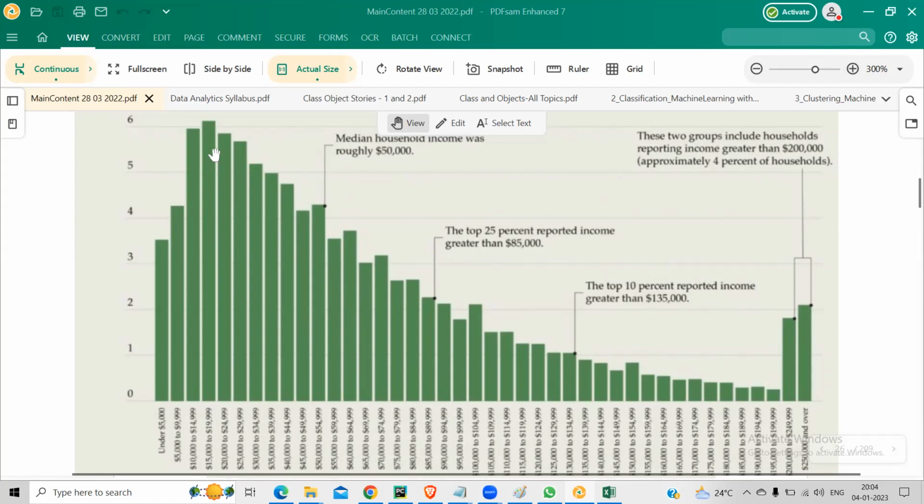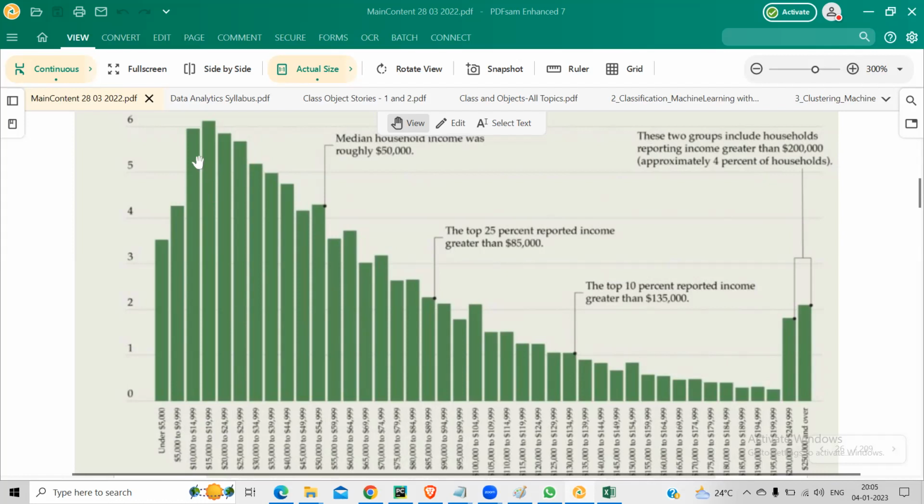Discrete? No, continuous. That's why we're taking a range: under $5,000, 5,000 to 10,000, 10 to 15, 15 to 20, 20 to 25. So you're grouping them, right? So it is continuous data. That's why you're grouping them into groups of $5,000.